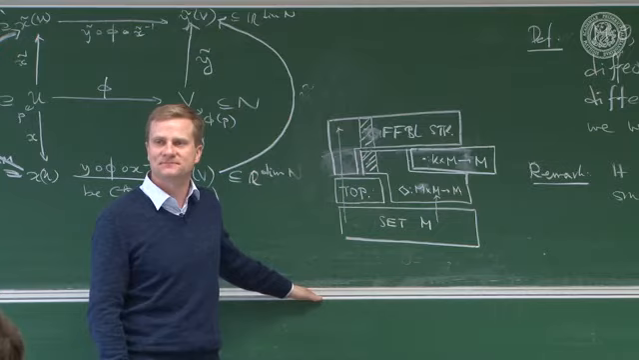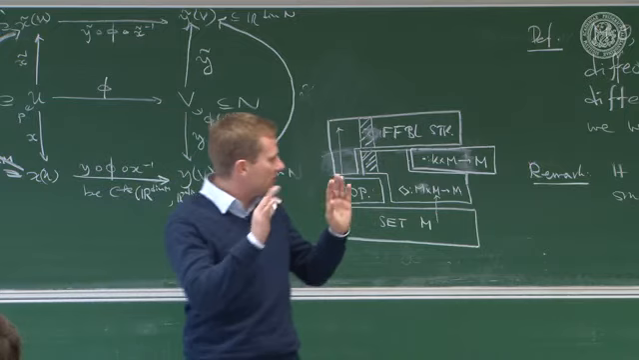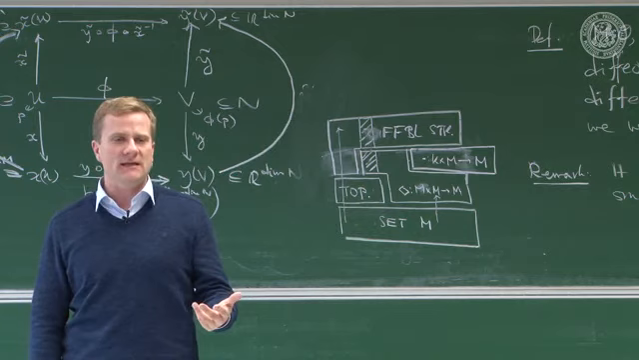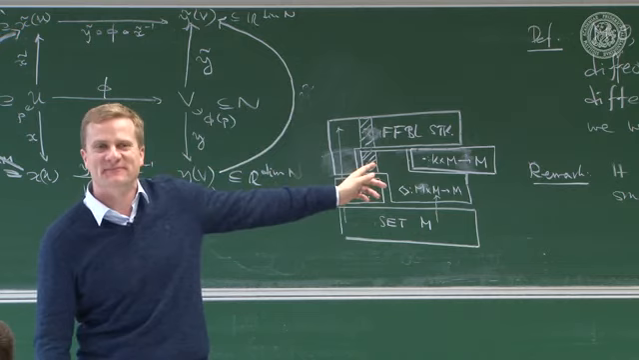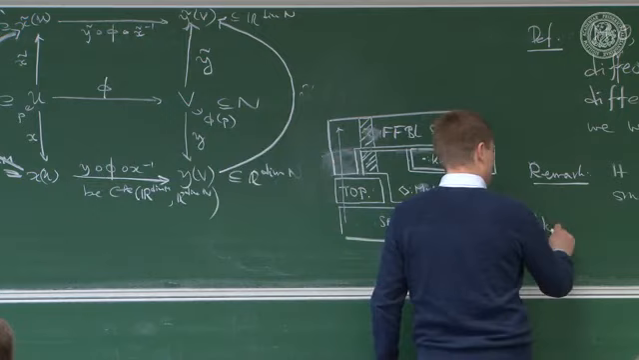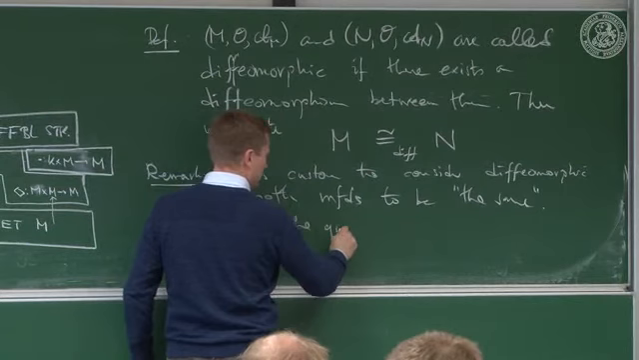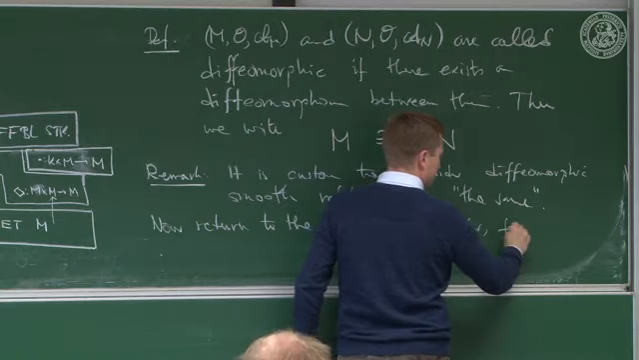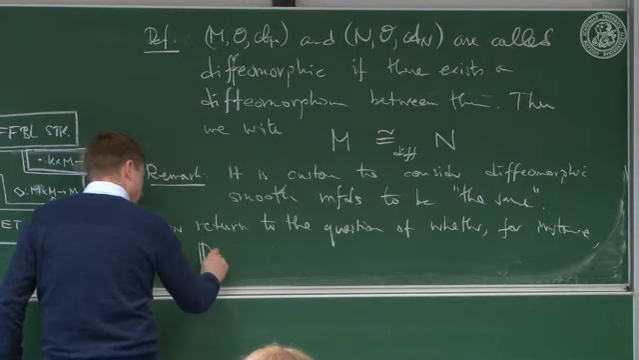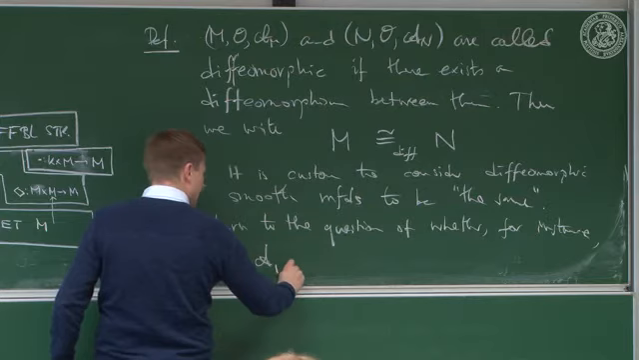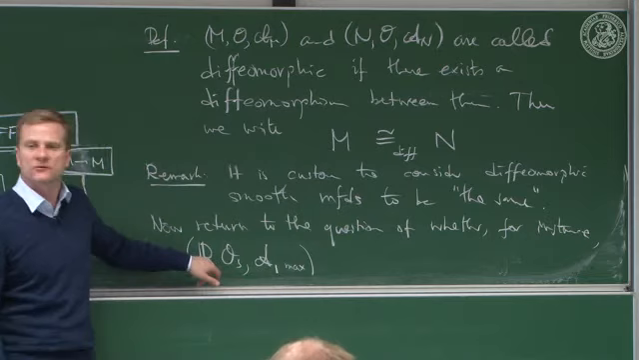Good. So now that we have the notion of differentiable manifolds to be essentially the same, we can return to this question: how many differentiable structures are there up to isomorphism? So now return to the question of whether, for instance, we consider the real line equipped with the standard topology, but we equip it with the maximization, so the extension, of this atlas A1 we constructed for the real line. You remember the previous example?